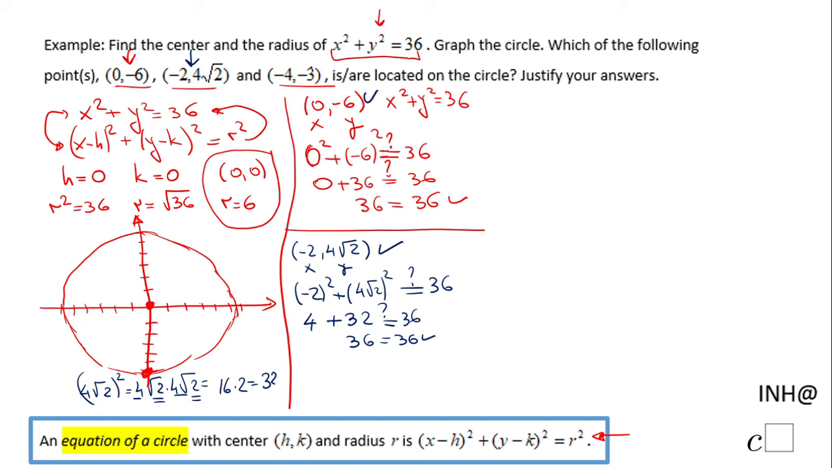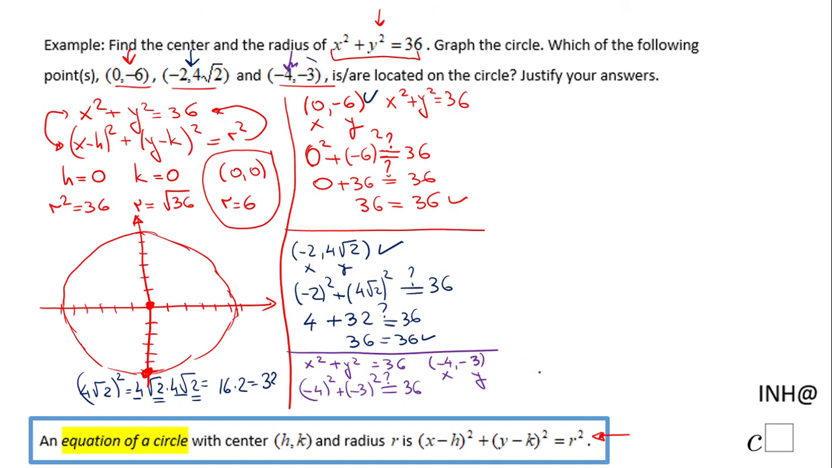And we have one last point, this point, (negative 4, negative 3). We need to find out if this point is on this circle. So we have x squared plus y squared equals 36, and the point is (negative 4, negative 3). And as I said before, this is x, this is y, so we're going to have negative 4 squared plus negative 3 squared. Is that equal to 36?